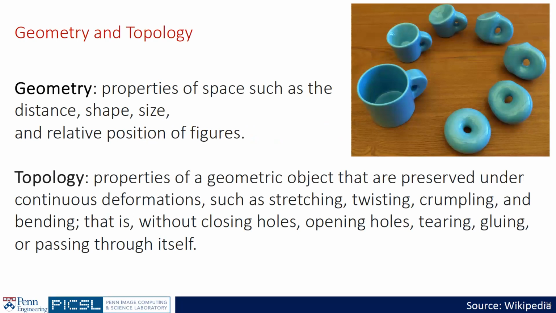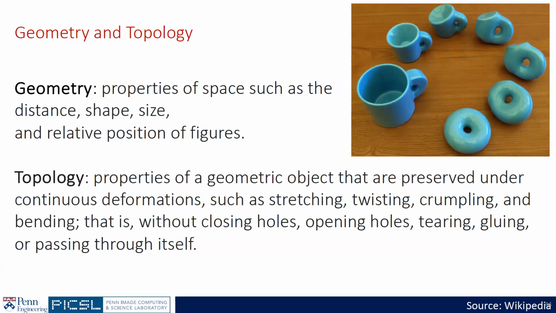So we're going to deal with geometry and topology, which are two different yet related concepts. These are Wikipedia definitions. Geometry is anything related to the property of the space in which your shape lives. It could be the distance between different shapes, the size of the shape, or the relative position of the different shapes. That's geometry. Topology is basically the properties of the shape. So geometry is about the space, and topology is intrinsic to the shape.